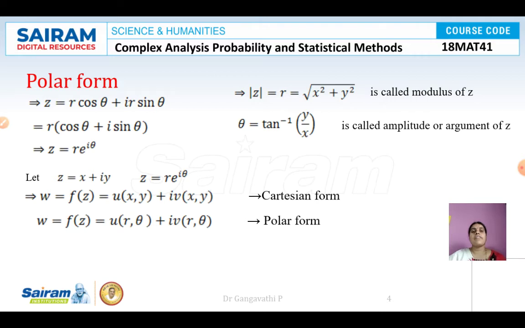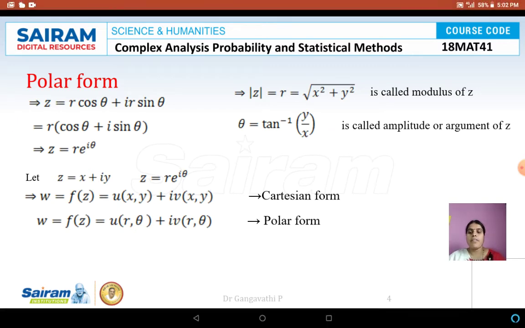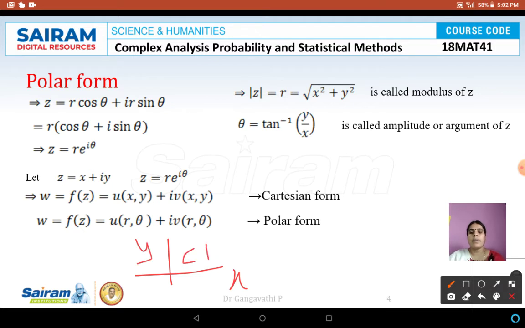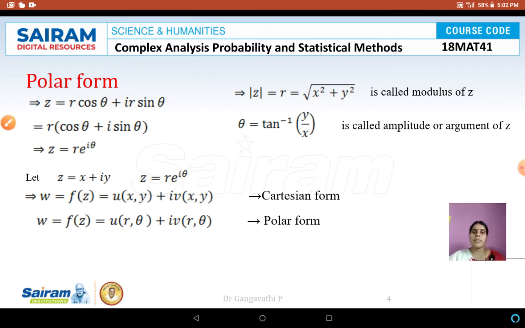Any function, if it depends on r and theta, where r is a radius and theta is the angle, instead of x and y, then such functions are called the polar form of a function. If you have a coordinate axis as x and y, then it is the Cartesian form. And if the same coordinate axis is in terms of r and theta, then it is the polar form. So everybody must remember. Now let us see the polar form of a complex function.